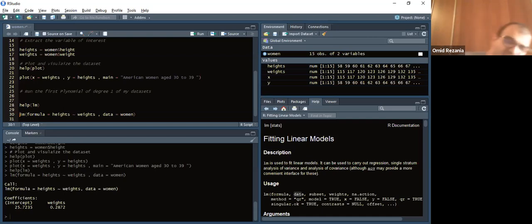But we do not have any idea if this model, a polynomial of degree 1, is the best choice, or if I could have done a polynomial of degree 2. I do not have any idea. So right now, I want to see how I can extract information from this model, which helps me compare it to the other models that I may have.